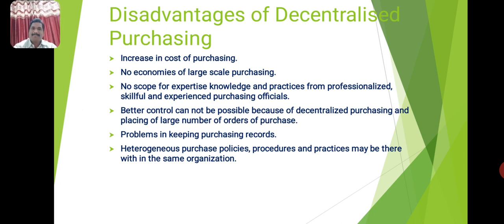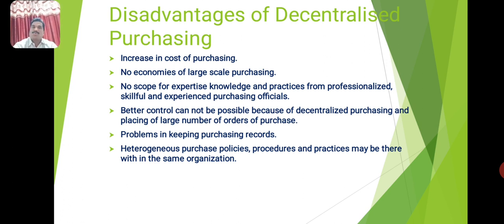Then problems in keeping purchasing records, another important one. In centralized purchasing, all the purchase records are kept at the purchase department at one place, so there is no problem. But in the case of decentralized purchasing, the records will be kept by the different departments. So at different sections, divisions or departments of the organization, the records are being maintained. So that is another important problem.